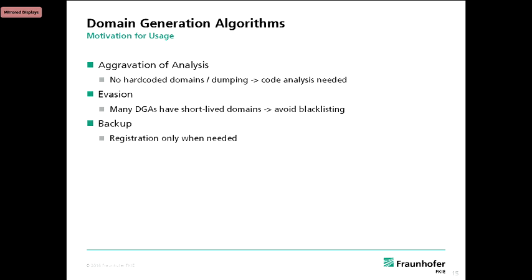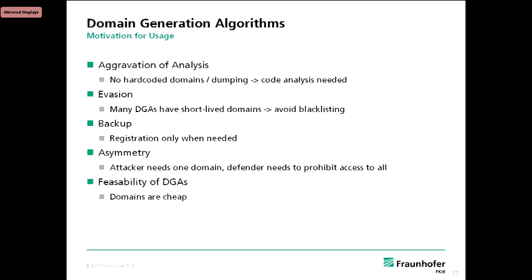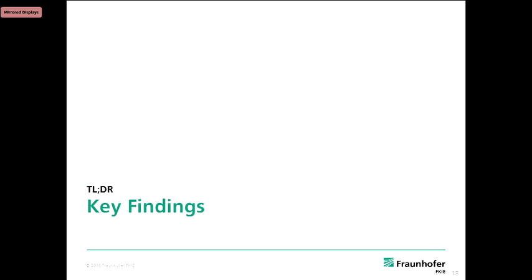Backup. You, as a botmaster, only need to register those domains if you really need them. So for example, if you see that your current domain is being taken out, you just take the next one. There's a lot of asymmetry going on here. An attacker only needs a single domain in order to control his compromised systems, while the defender, if you want to do a takedown, has to seize control of all of the domains, or at least prohibit access to them. And finally, domains are pretty cheap, so this scales really well.